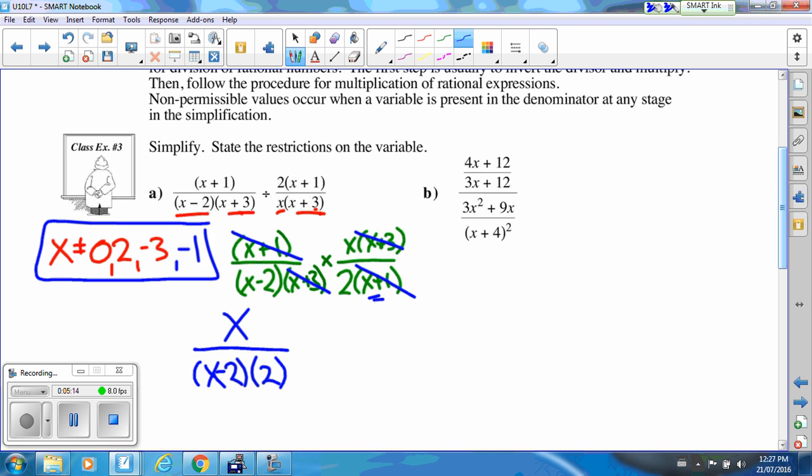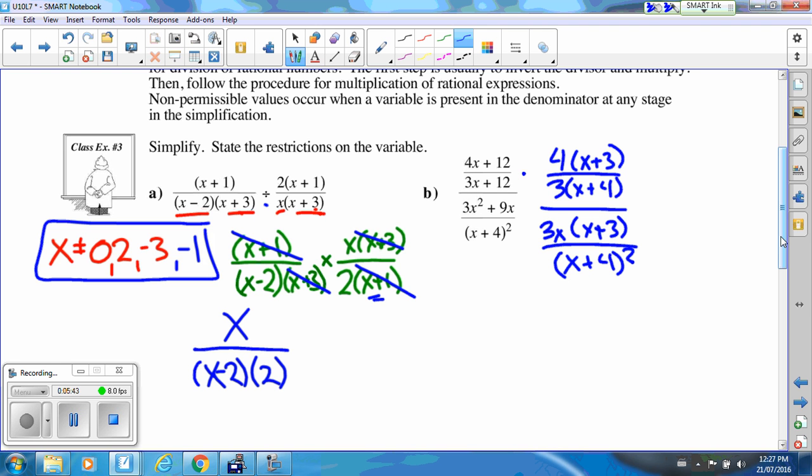I can see it written like this with a division statement in the middle, or I can see it written like this with a division statement in the middle. What I want to do up here first is factor everything. So 4 times (x + 3) divided by (3x + 4), all divided by 3x(x + 3) over (x + 4) squared. Now what I do is I multiply by the reciprocal, but I need to do all my non-permissibles first.